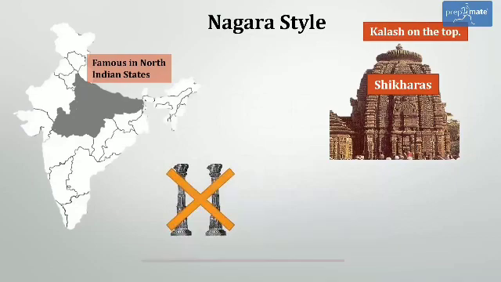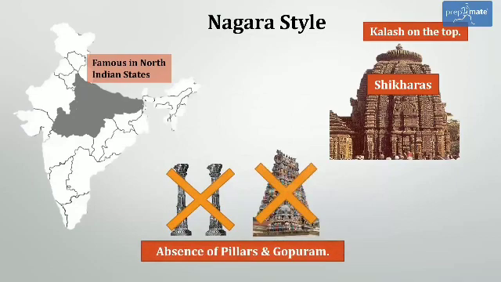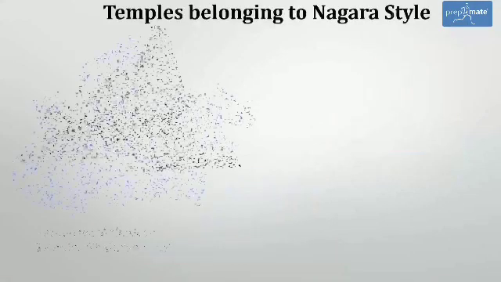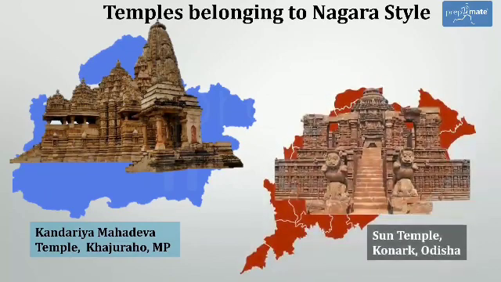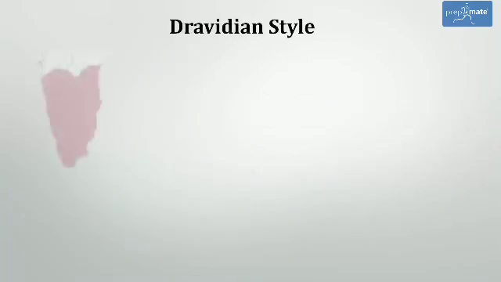Pillars and gopurams were absent in these temples. Gopuram was a monumental tower, usually ornate, at the entrance of any temple. The examples of Nagra style of temples are Kandarya Mahadev Temple at Khajuraho, Madhya Pradesh, Sun Temple at Konark, Odisha, etc.